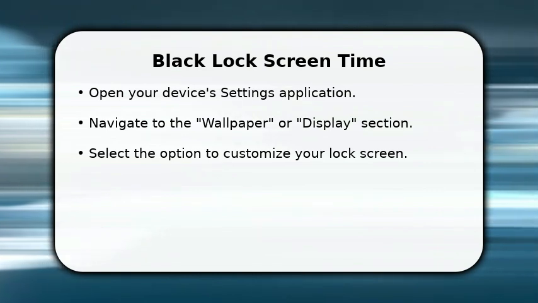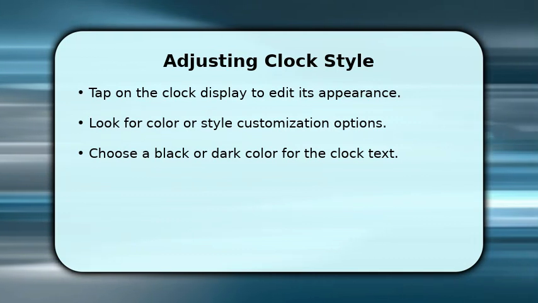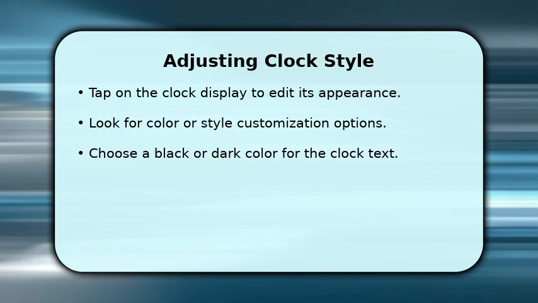Next, select the option to customize your lock screen. This will allow you to access the specific settings for your lock screen's appearance. Once you are in the lock screen customization menu, tap directly on the clock display. This action should bring up various options for editing its appearance.